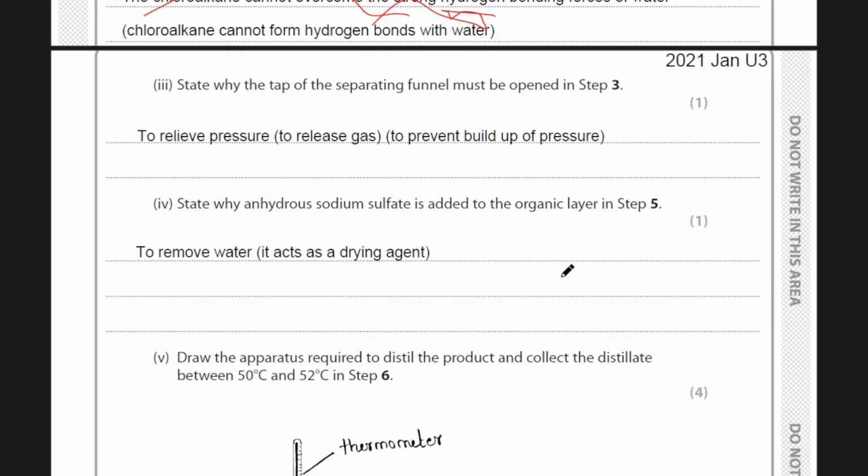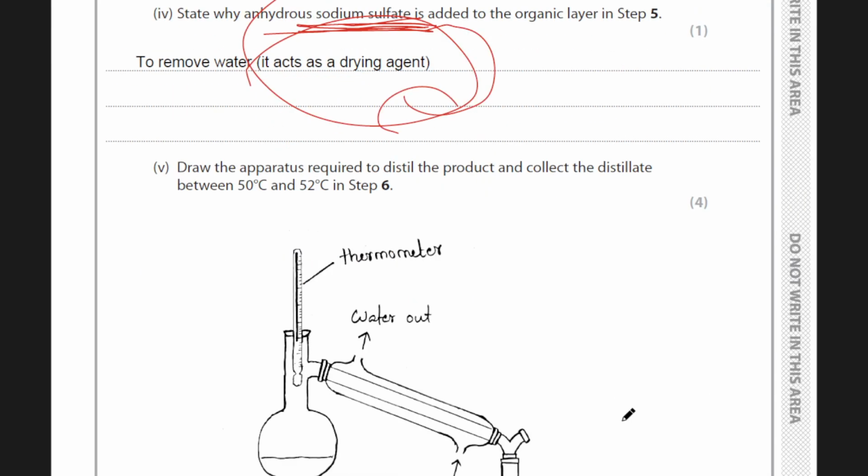Again, the same thing, to relieve the pressure, to release the gas, because pressure tends to build up during the solvent extraction process, and it is highly important the tap is opened sometimes. Again, same type of question we have encountered. Sodium sulfate acts as a drying agent, so nothing new in this one.